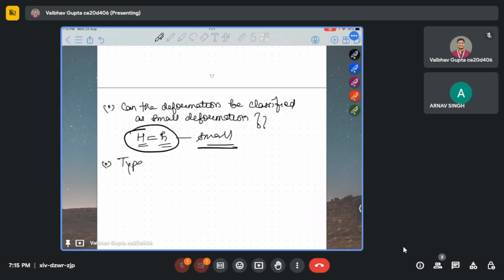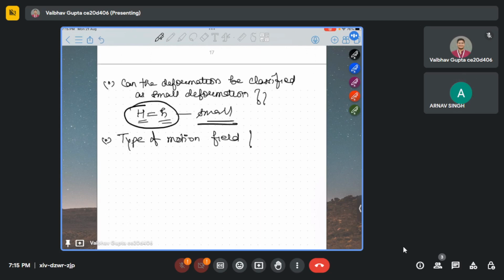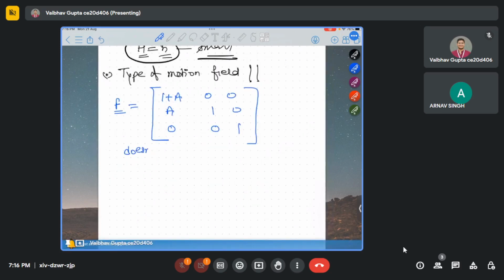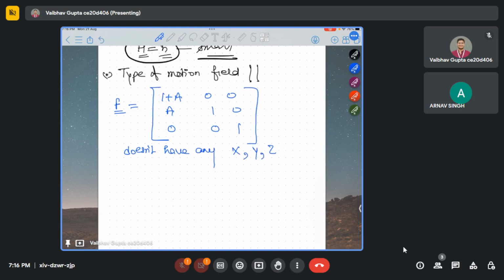Type of motion field. Okay. To answer this question, first find out F. So what is our F? 1 plus a 0 0, a 1 0, 0 0 1. This is our F. Okay. So this F doesn't consist of any x, y or z term. The F doesn't have any x, y or z variable. All are constant.